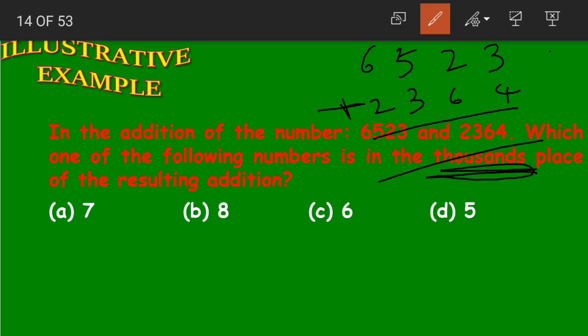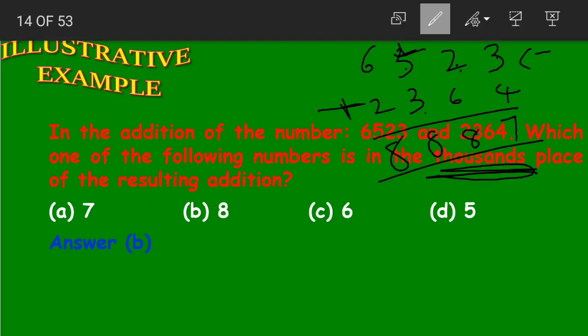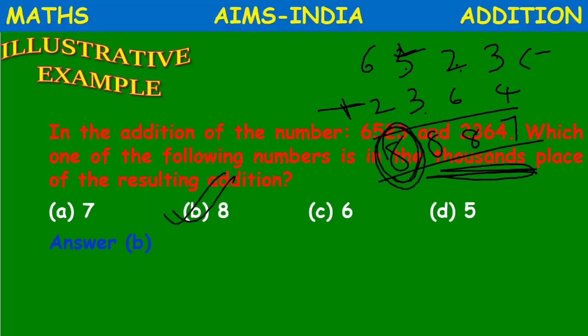Okay, so let us add first. Starting from the ones place, 3 plus 4 becomes 7. Then moving on to the tens, 2 plus 6 becomes 8. Moving on to the hundreds, 5 plus 3 becomes 8. And to the thousands, 6 plus 2 becomes 8. Now what is the correct answer here, children? We are having 8 in the thousands place. So the correct answer here is option B, 8. Okay, I hope this was clear.